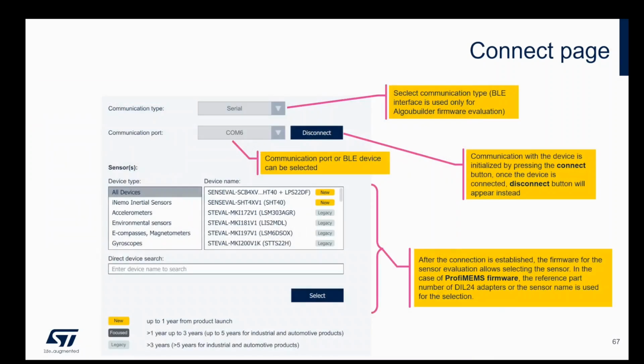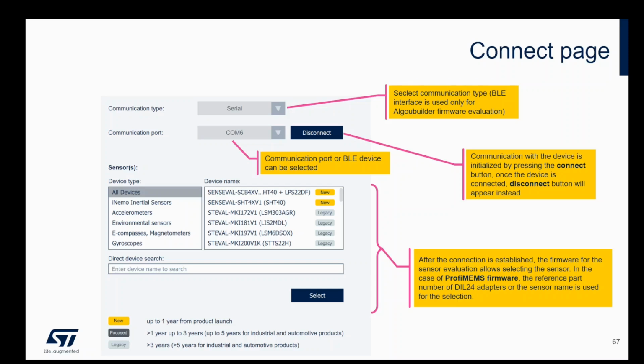What it does for you is bring up this particular page. If you're using Algo Builder, you can have BLE as one of the connection options. Otherwise, your communication type is a serial interface, which is your USB. So you need a USB cable, essentially, to connect SensorTile, or to connect your Nucleo board or ProfiMEMS board to the laptop. And then it will automatically detect your communication port, so the COM port. If you're using the USB, it will automatically detect the COM port.